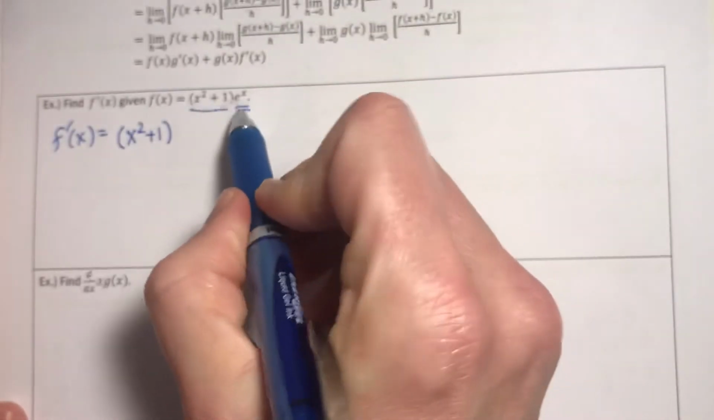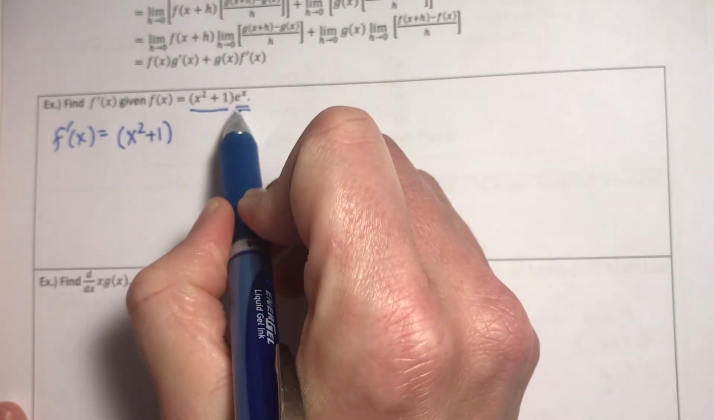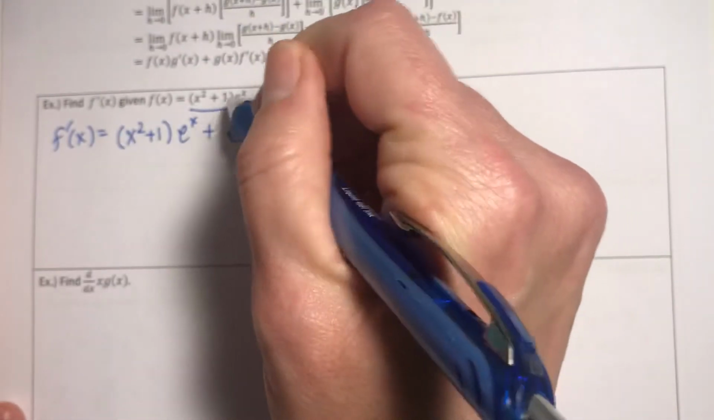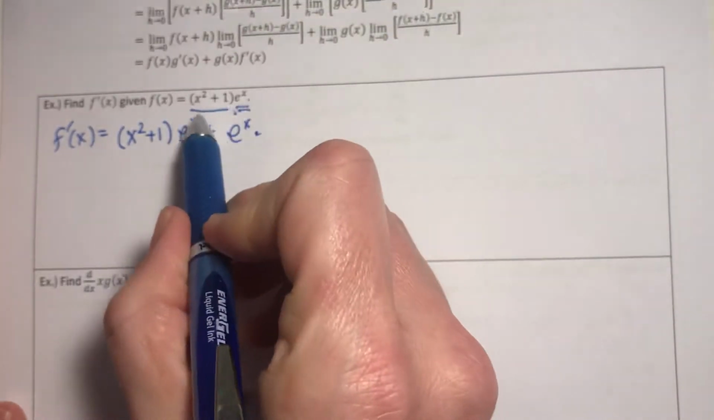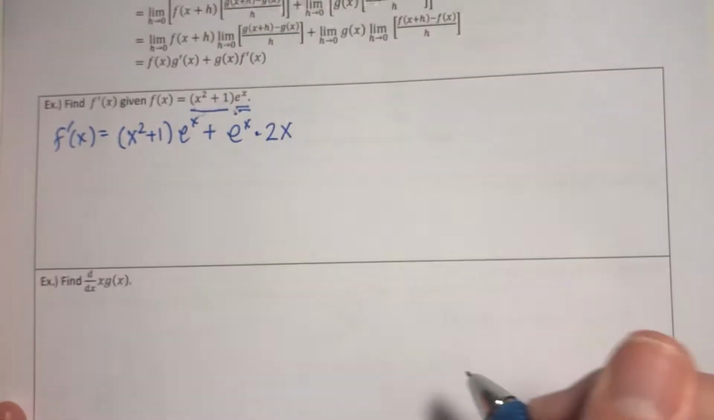So the first is x squared plus 1 times the derivative of the second. And the derivative of the second is just e to the x, and the derivative of this is just itself. So times e to the x plus the second, which is e to the x, times the derivative of the first, and the derivative of x squared plus 1 is 2x.